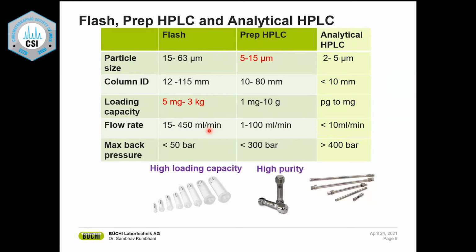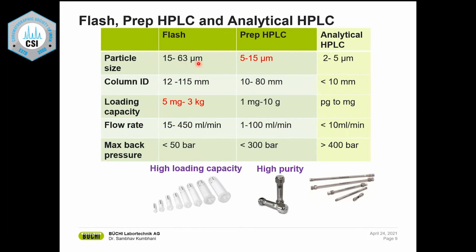The pressure limits that each system is capable of handling are also different. In terms of flash, you will only find systems which are 50 bar or less. In fact, Buchi is the only one who gives a 50 bar system. 50 bar is roughly 725 psi. Others only give you 20 or at most 30 bar, nothing more than that. At 20 to 30 bar, you cannot use particles less than 15 micron. Even 15 is too much at a 20 bar system. You can hardly go below 30 micron particles.